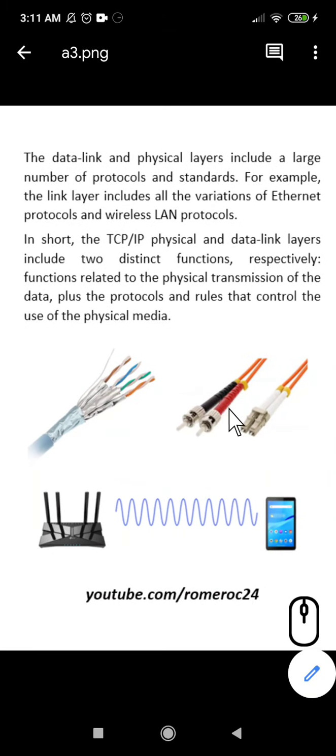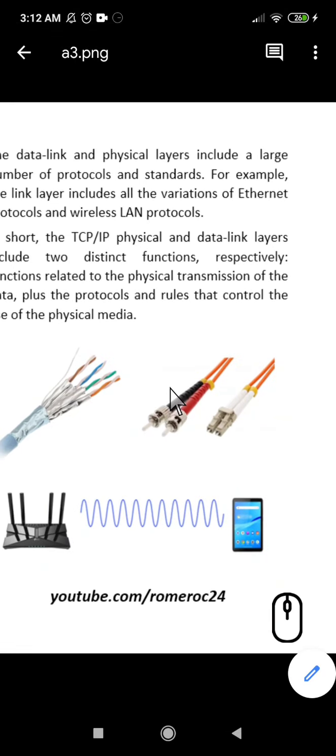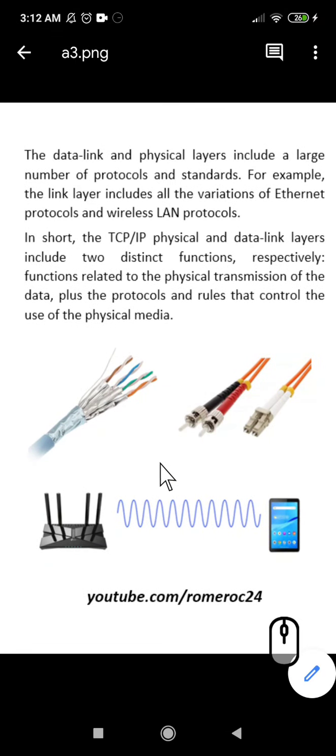And here you can see fiber optic cables. These are ST connectors, and these another are LC connectors. Okay, and down here the wireless signals.